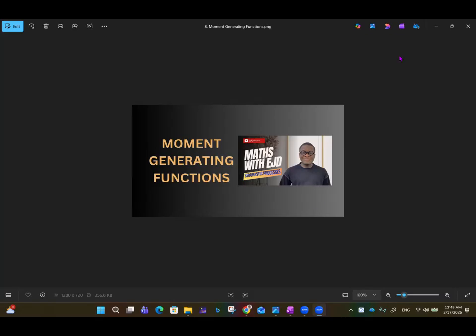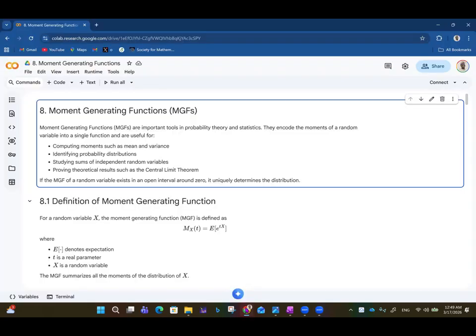So next we look at moment generating functions.